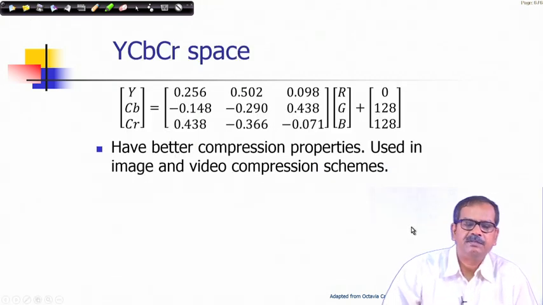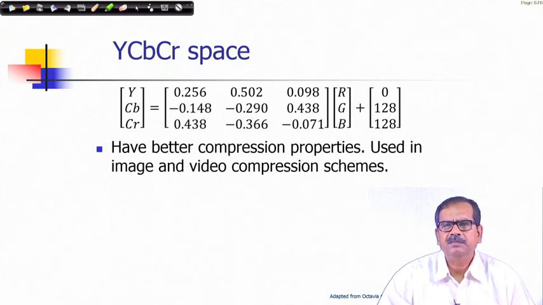The YCbCr space, we might have already mentioned this space when we discussed image transformation. Actually, this is the color space used for image compression in the JPEG standard and in many other subsequent standards, also video standards. So, you can see the transformation here.